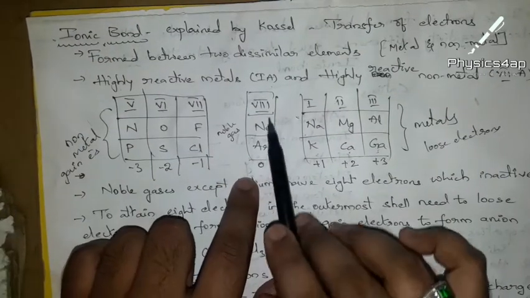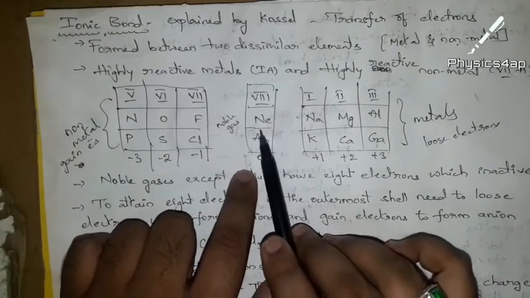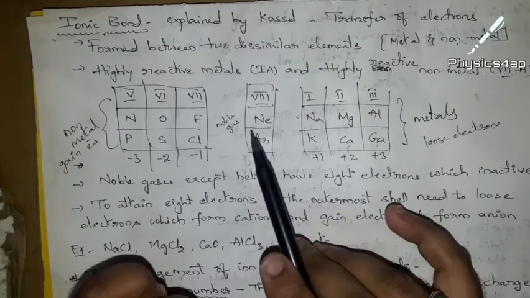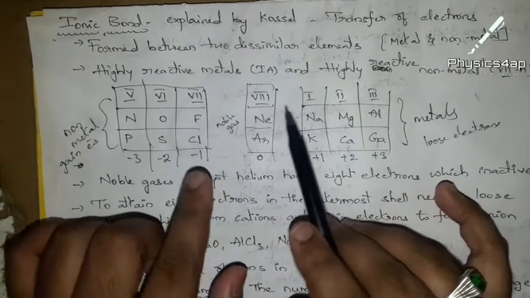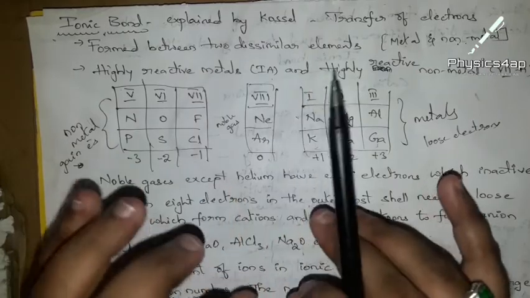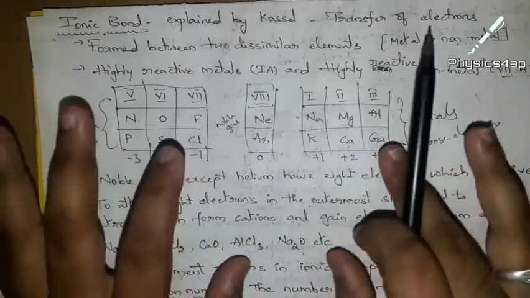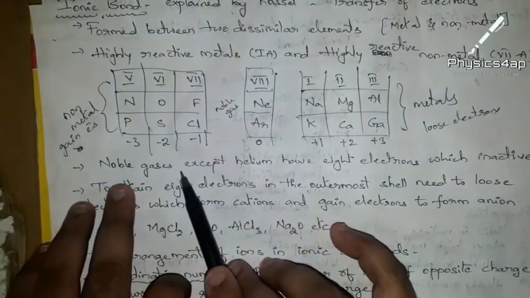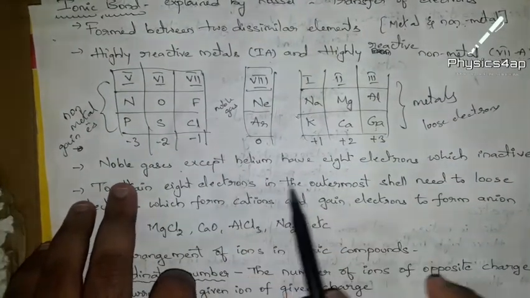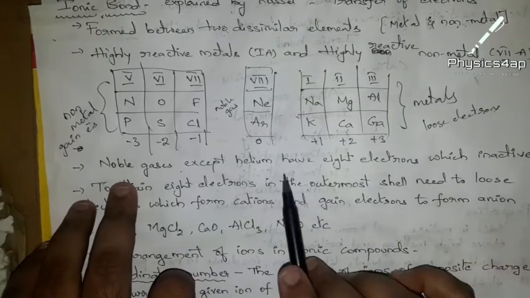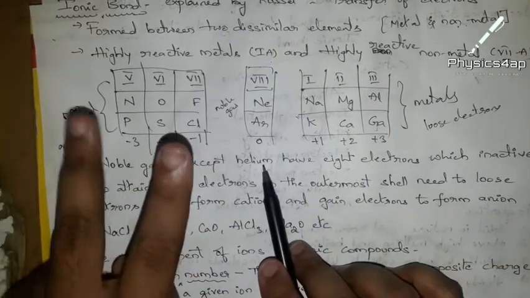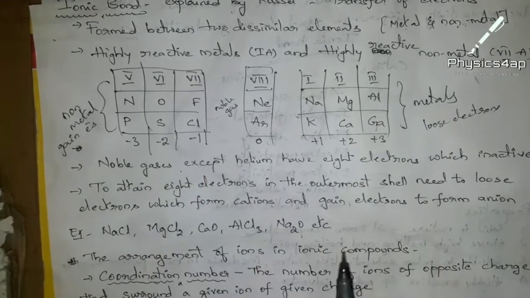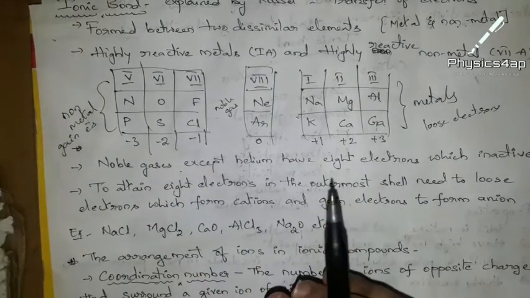And in the middle, the noble gases, which are also called inert gases, don't combine with any of them. They cannot gain or lose electrons, so they are called noble. They won't react with any other element. They have 8 electrons in the outermost orbit, which is stable, except helium. Helium has two electrons in its outermost orbit, so as it has 2 electrons, we call it duplet configuration.